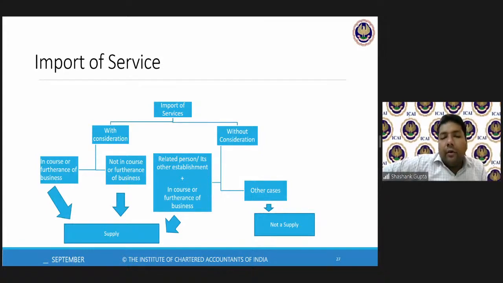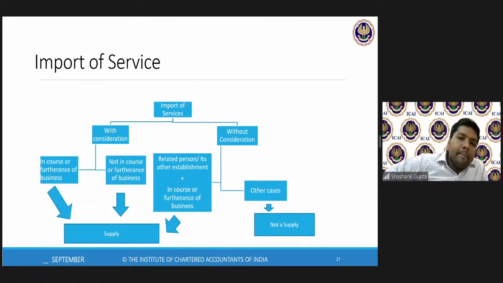Now, generally, we all know that import of service is liable to tax in India under reverse charge. Now, some of you would ask, what is reverse charge? We'll come to reverse charge, don't worry. But simply let us understand that import of service is covered under supply and is liable to tax in India.